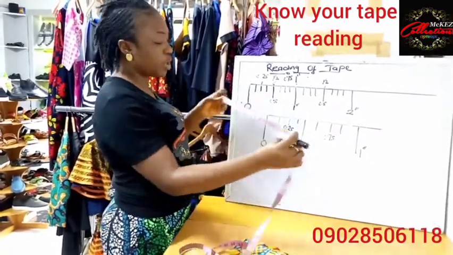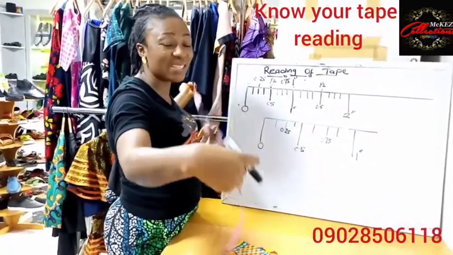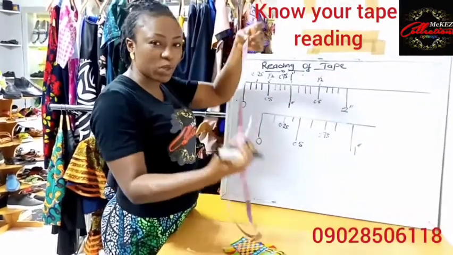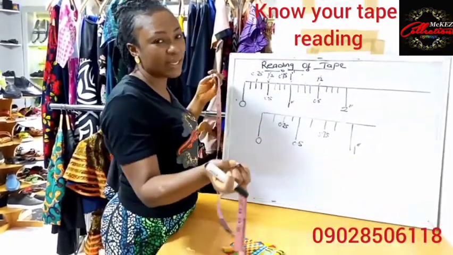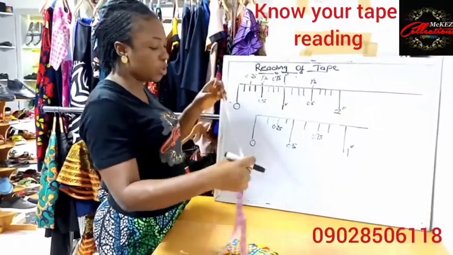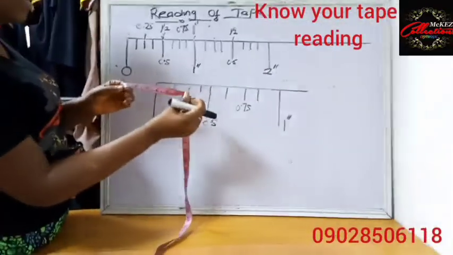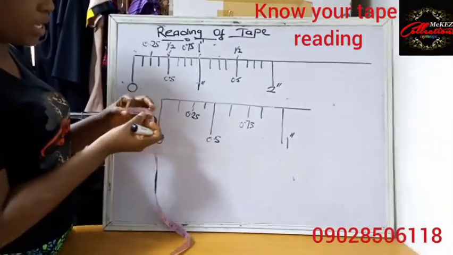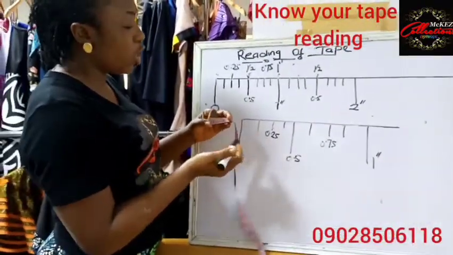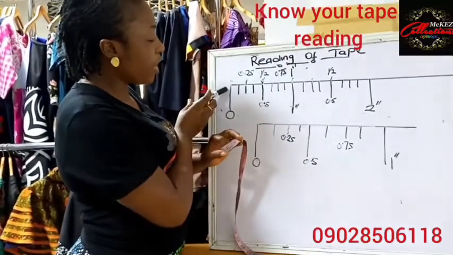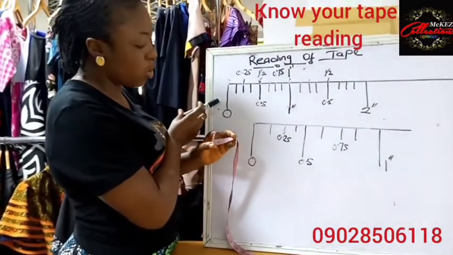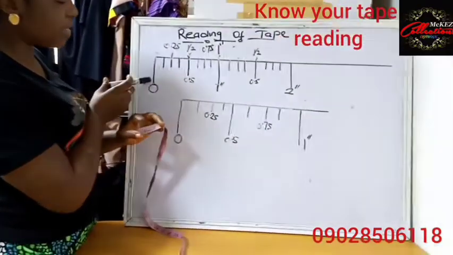So today we are going to talk about the full tape. We have a tape that is 60 inches, like what I'm holding. There's another one that is longer, about 120 inches. So it depends on the one you're using. If you look at the tape, you will see that you have the very first line, which is a long one, and that very first line is 0.